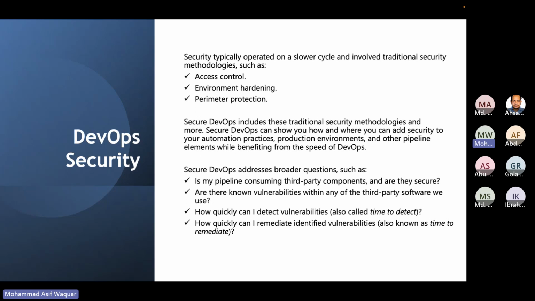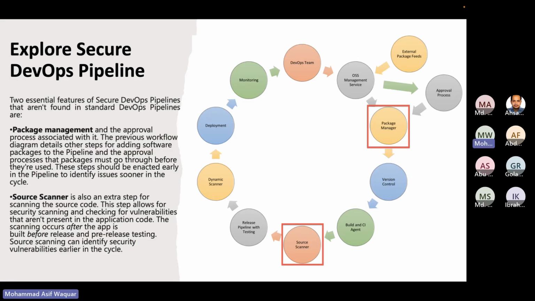Now next, what is the difference between DevOps and DevSecOps? What are the extra components we receive in DevSecOps? When we talk about DevSecOps, if you see in this diagram, we already have in the DevOps pipeline development, monitoring, dynamic scanner, and so on. All the components are already available except the package manager and source scanner. These two are the extra components we receive with DevSecOps, and they relate to the security of the pipelines.